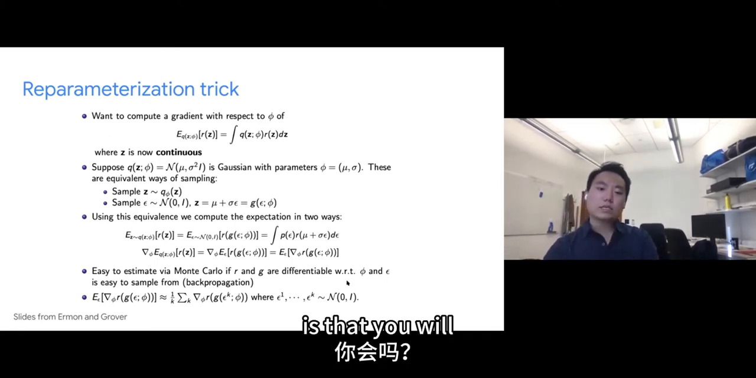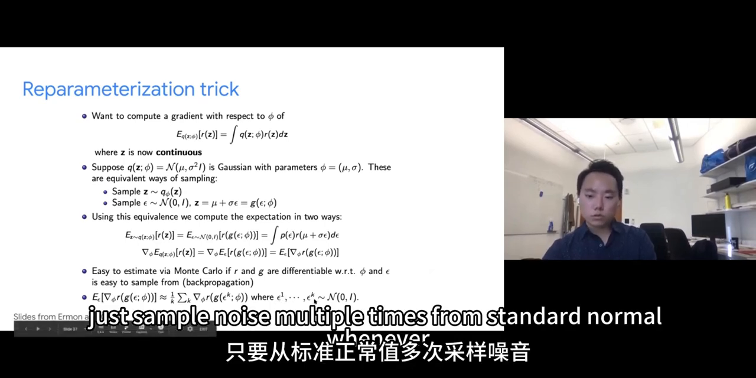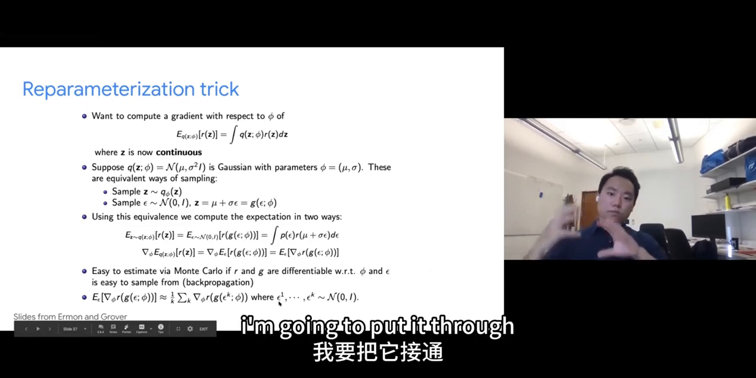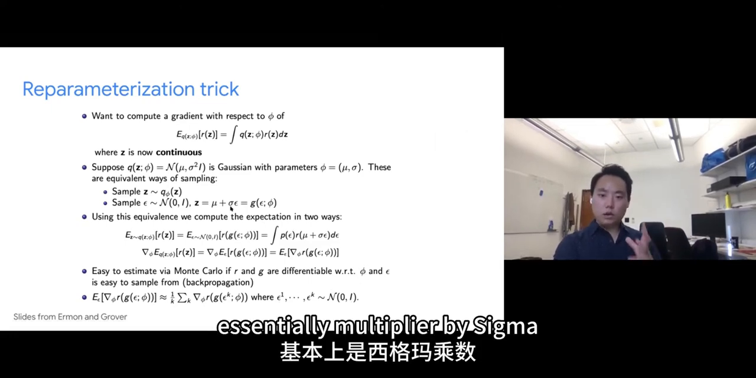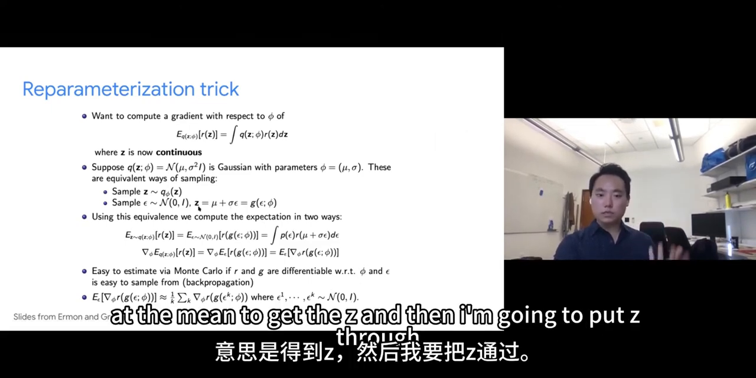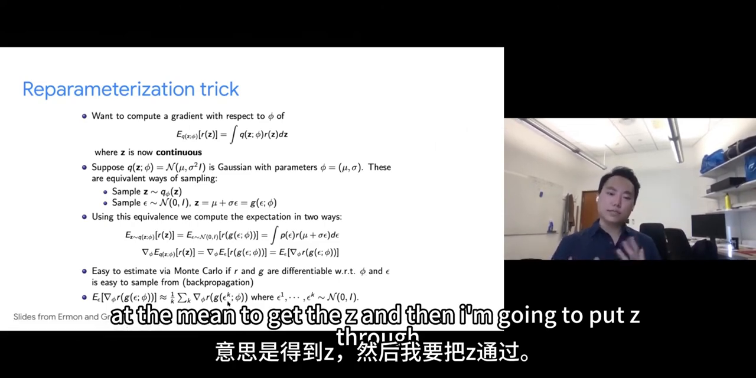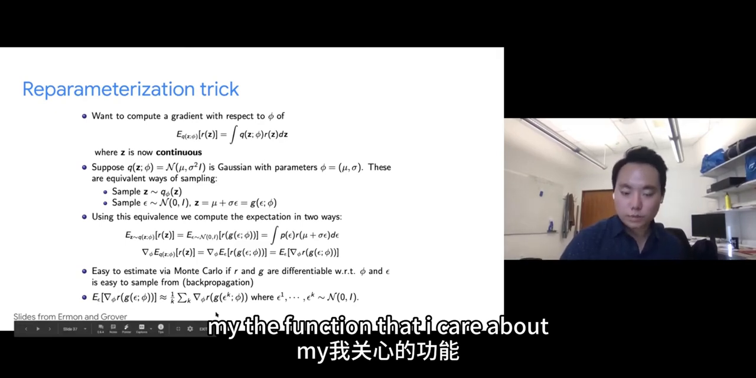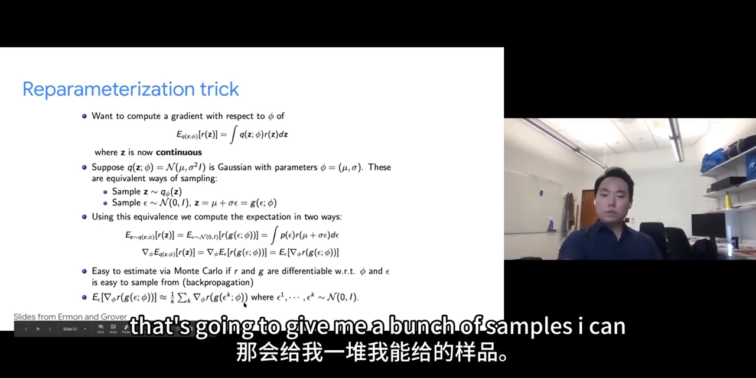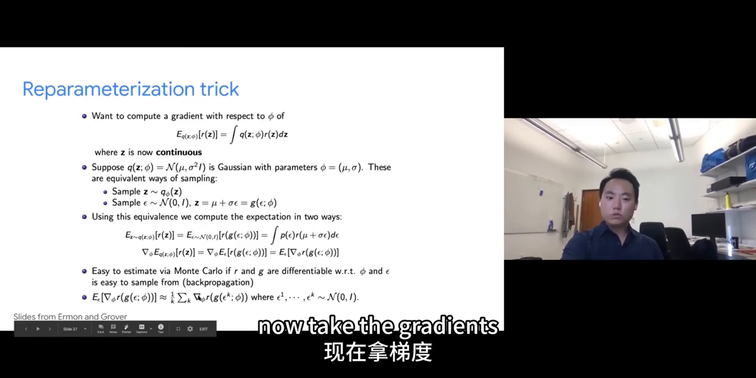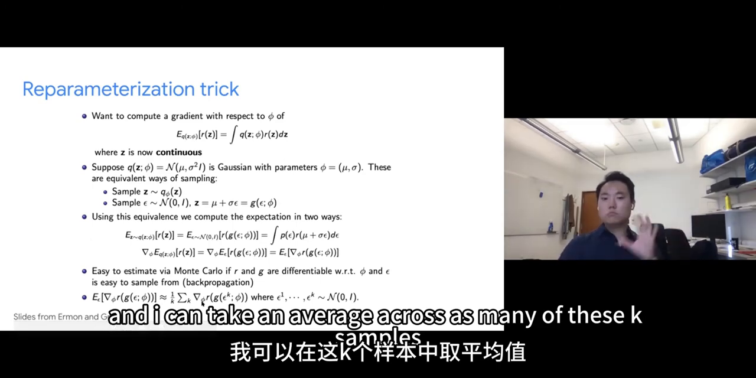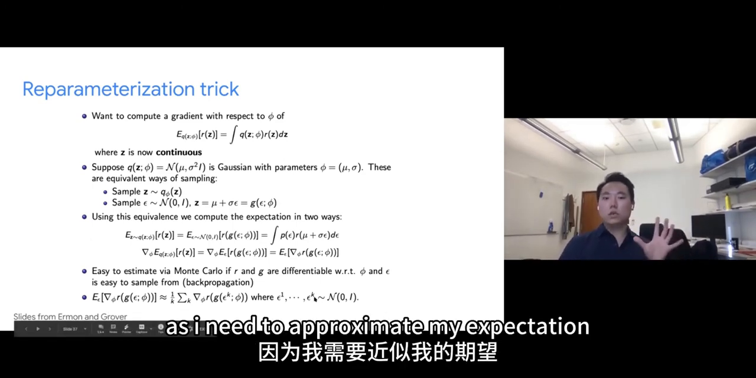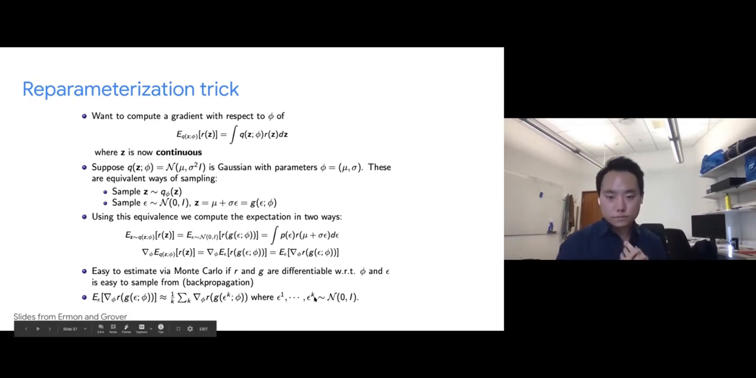So then what you will get is that you will just sample noise multiple times from standard normal. Whenever you sample the noise, I'm going to put it through the transformation defined by these variational parameters, essentially multiply it by sigma and add the mean to get the Z. And then I'm going to put Z through the function that I care about. That's going to give me a bunch of samples. I can now take the gradients with respect to phi because it's differentiable, and I can take an average across as many of these K samples as I want to approximate my expectation.